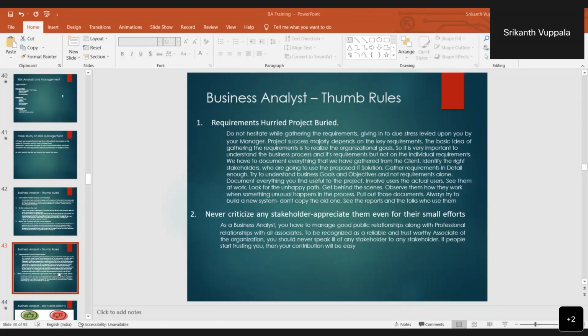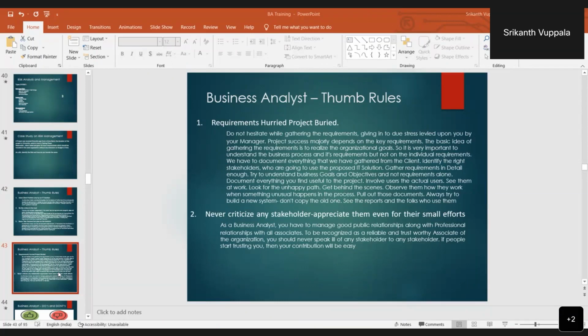As I said, we should not come under stress or pressure while gathering the requirements due to the timelines. It is very important to understand the business process and its requirements, not just the individual requirement. We have to document everything we have gathered from the client, identify the right stakeholders who are going to use the proposed IT solution, and gather requirements in enough detail. Try to understand the business goals and objectives, not the requirement alone. Besides the requirement, we should also understand the objective behind that requirement.